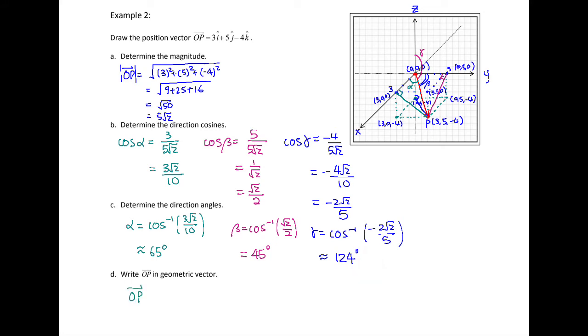After we have the magnitude and the direction angles, we can write vector OP in terms of geometric vectors now. So we can say vector OP equals the magnitude 5 root 2 with a square bracket to indicate all the direction angles, and alpha, beta, gamma are the three direction angles to the three axes respectively, x-axis, y-axis, and z-axis.